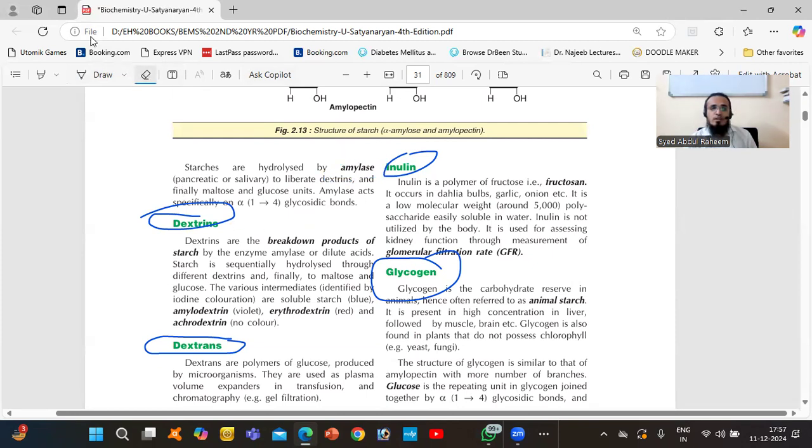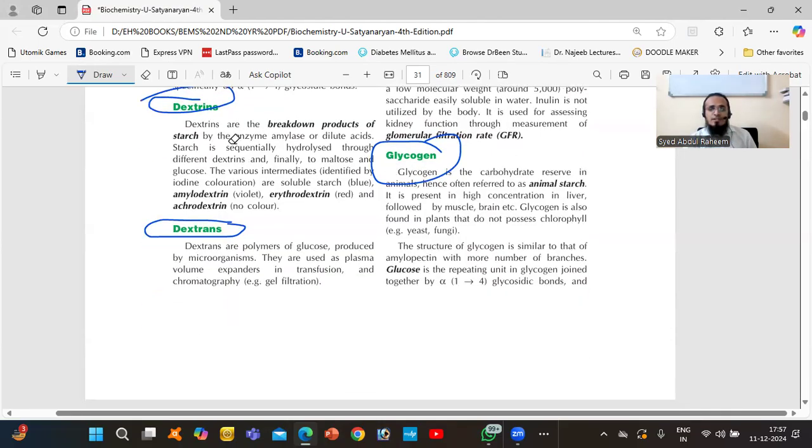This is the thing we have to remember. Starch is broken down to liberate dextrins and finally maltose and glucose units. So they convert into dextrins, maltose, and glucose. Dextrins are the breakdown products of starch by amylase or dilute acids, finally to maltose and glucose. The various intermediates are soluble starch. So these are the different types of starch. Basically, dextrin is a derivative of starch, so we have to remember that.